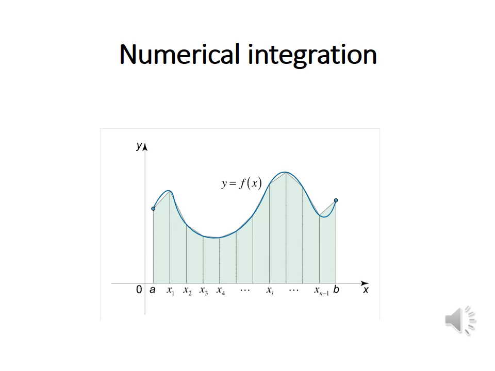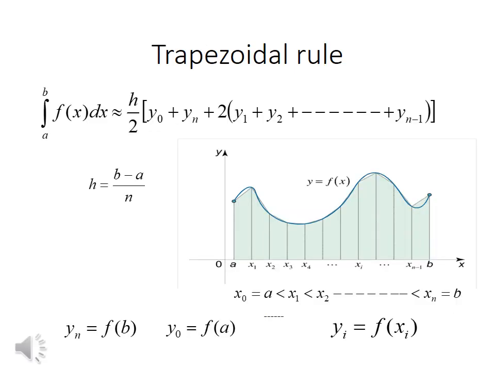In both of these methods we divide the interval from a to b into different sections and we name them x0, x1, etc., xn minus 1, xn. Actually x0 is a and xn is b, so we represent this as different sub-intervals or small intervals, and then we calculate the area for each and every part and then we sum them. This is the concept.